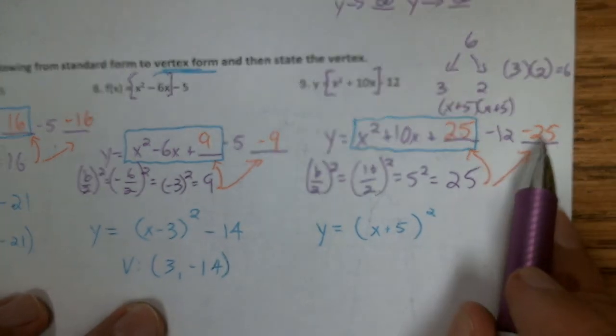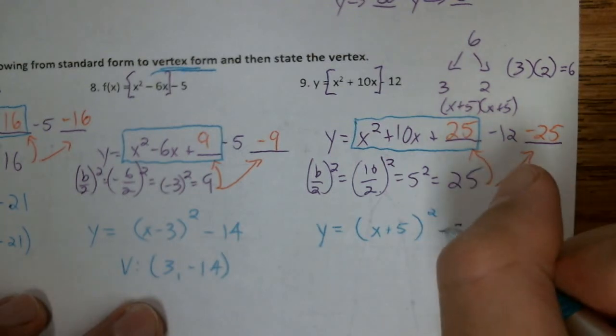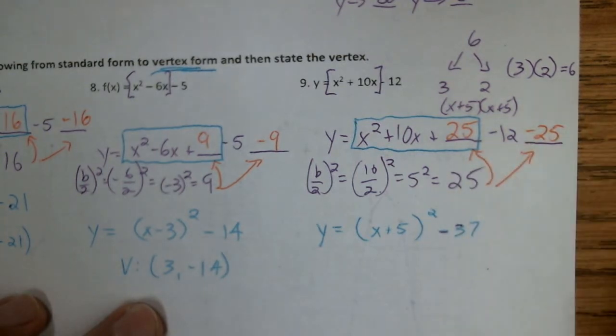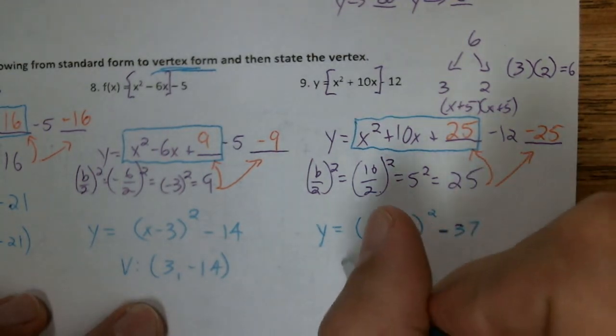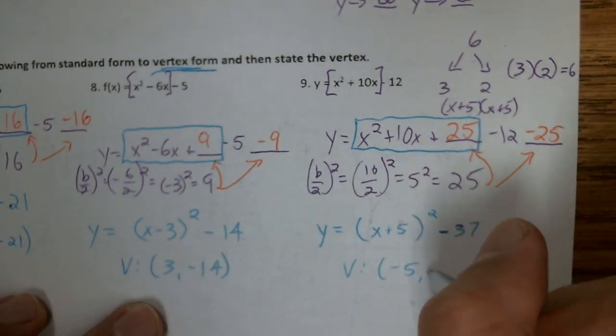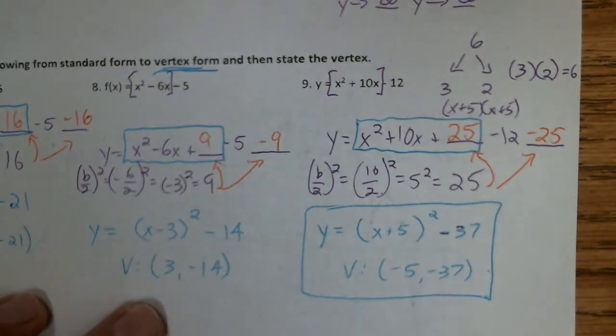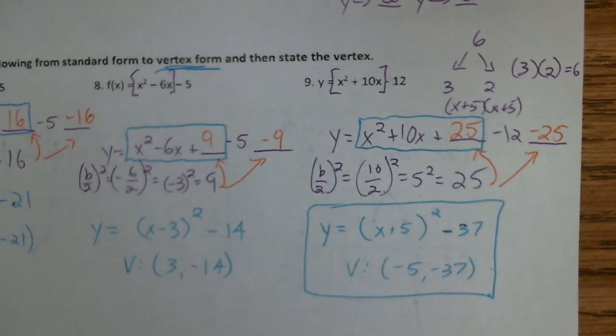Okay, so negative 12 minus 25 gives me minus 37. So the vertex would be flip, leave alone. Vertex would be negative 5, negative 37. Okay. All right, so hope you guys enjoyed.